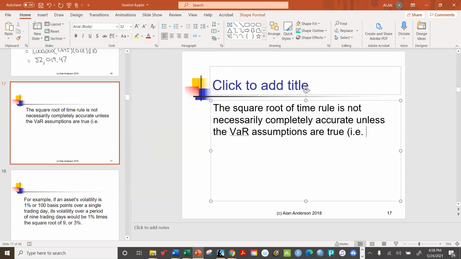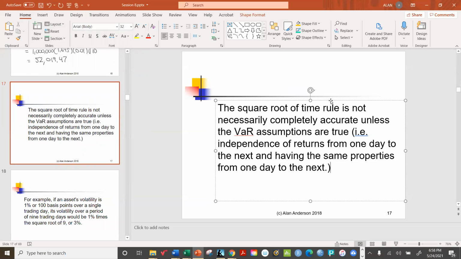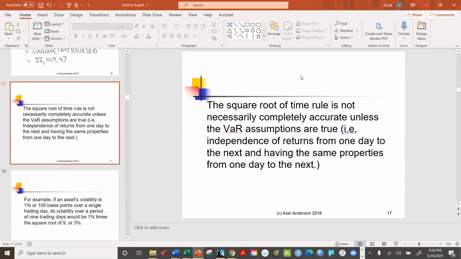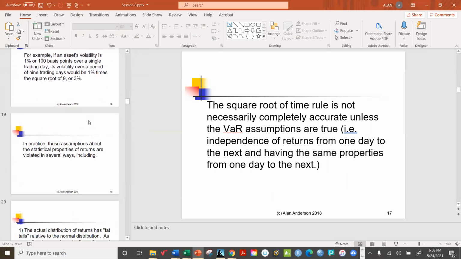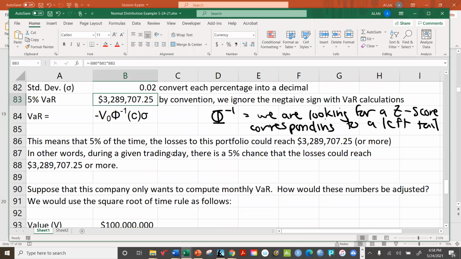For example, independence of returns from 1 day to the next and having the same properties from 1 day to the next. So that's one of the reasons why we make all those strong assumptions, so that we can in fact take advantage of this square root of time rule. All right, so the purpose of making strong assumptions with any model is to make things easier for ourselves, but without sacrificing, hopefully, too much realism, because that would be pretty counterproductive.